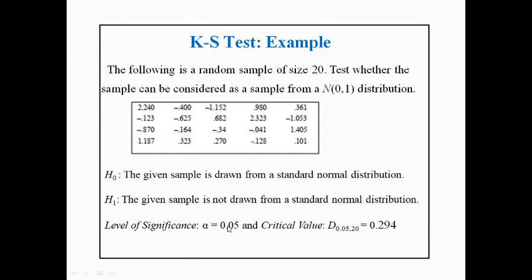Here we assume the level of significance alpha is equal to 0.05, and the corresponding critical value for 0.05 and 20 observations is 0.294. We can see this in the table value. In the statistical tables, a separate table is available for the KS test for goodness of fit, and this value 0.294 comes from that particular table.